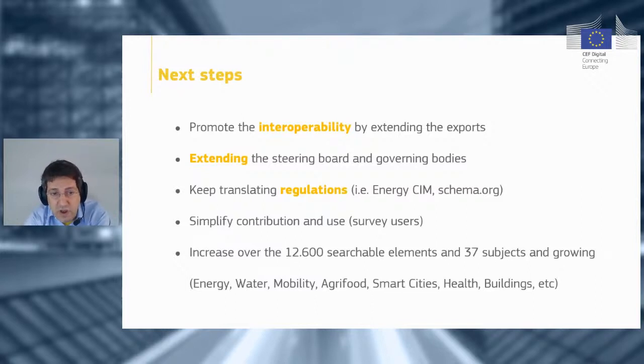And of course, we have just launched a survey to the users in order to understand what is better for them, what is more valuable, and to align our efforts according to the needs, and of course increase these 12,600 searchable elements in these domains which I mentioned, because all of them are showing now a high rate of activity in terms of increasing data models like energy, water, mobility, agri-food, smart cities, health, buildings, and some others.